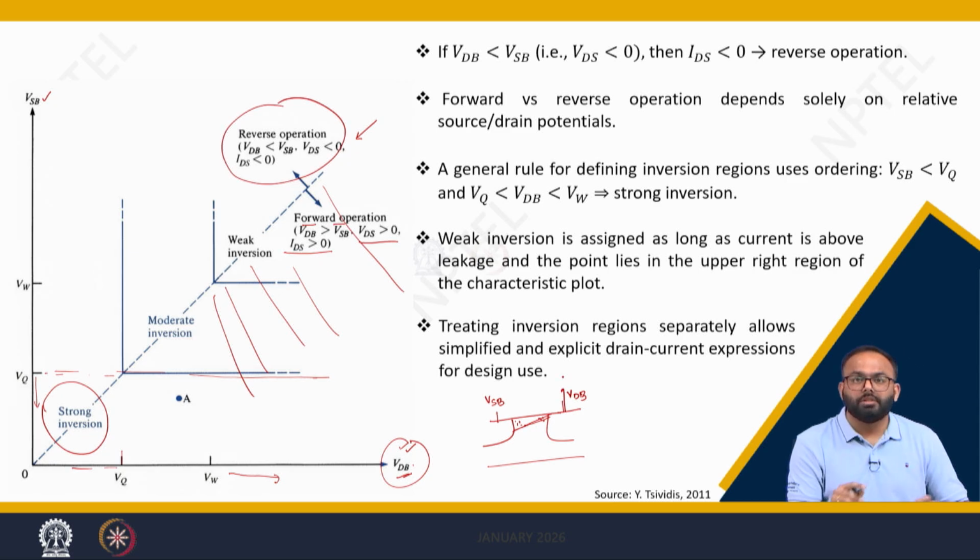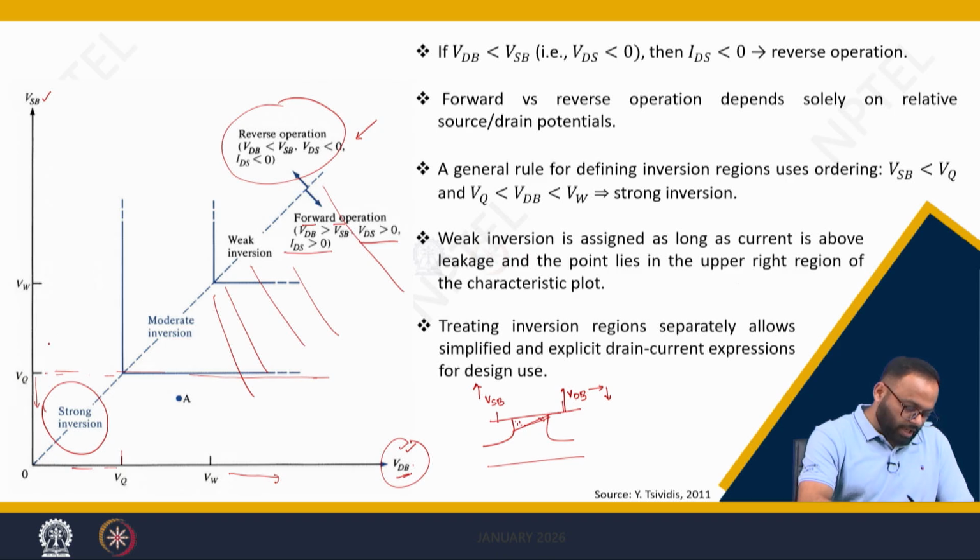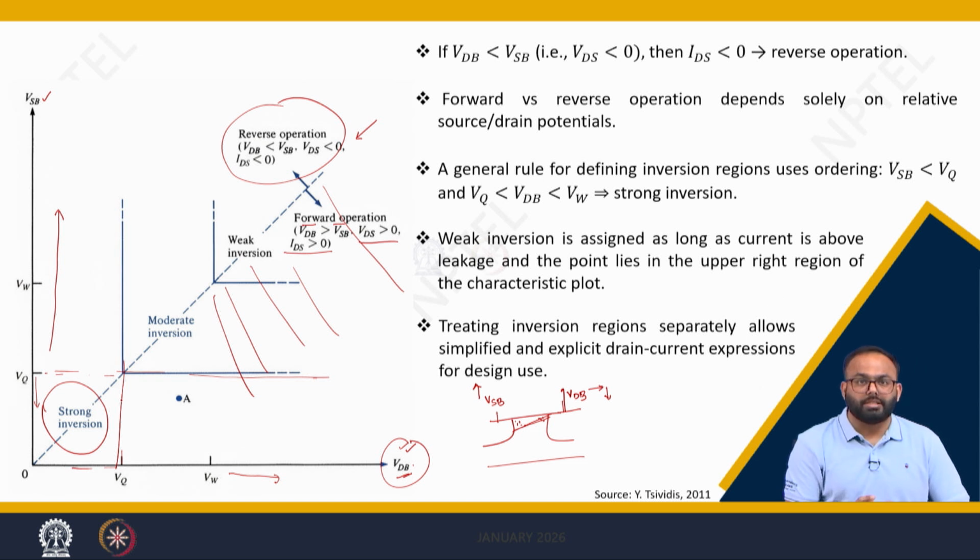If you consider the symmetry of the MOSFET, you increase VSB, keeping VDB either constant or making it negative. Then what will happen? You are actually increasing towards this side, keeping this strip constant. So the region of operation is decided by which voltage you are increasing in your MOSFET.